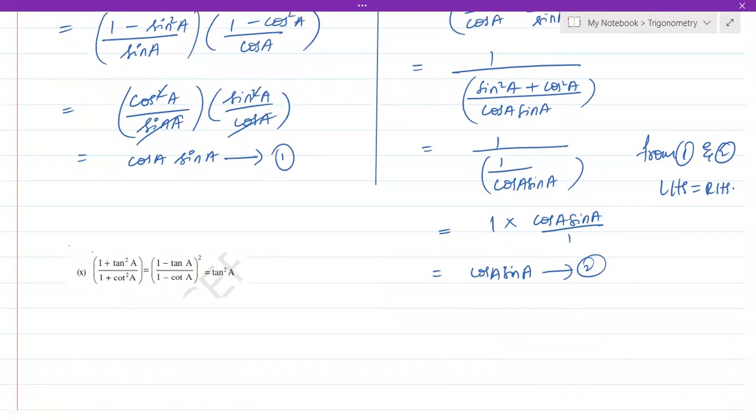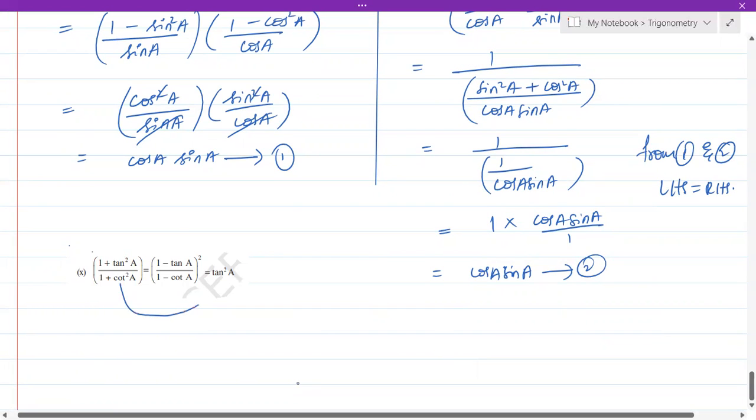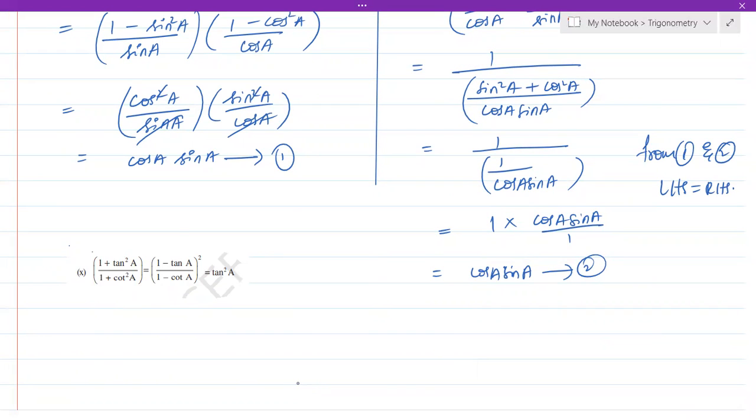So let's get into the next question. If you observe the next question, we must prove that (1 plus tan square a) divided by (1 plus cot square a) is equal to (1 minus tan a by 1 minus cot a) the whole square, which is equal to tan square a. We have to prove all these three are equal. What we'll do is we'll prove this first one is equal to this. Similarly, we'll prove the second one is also equal to this. Therefore, all three will become equal. That's what we are going to do.